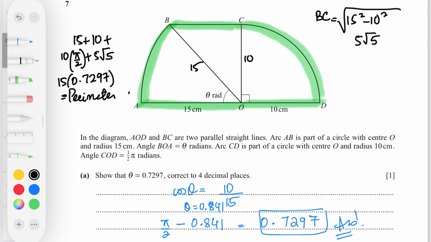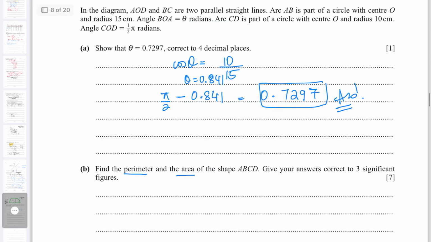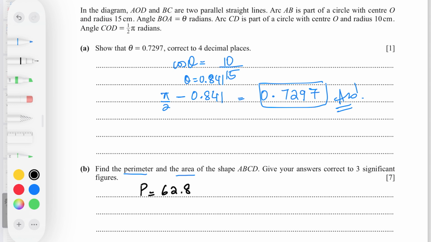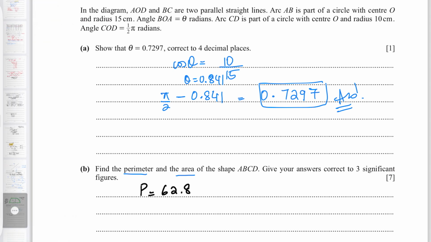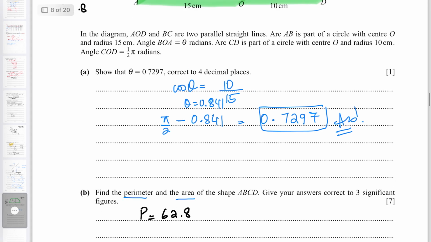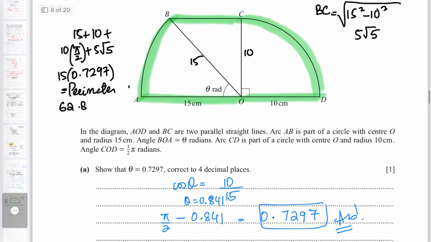15 plus 10 pi by 2 plus 5 root 5 plus 0.7297 gives 62.8. They want the answer correct to 3 significant figures. The perimeter becomes 62.8. Because the diagram is not visible, that's why I'm doing it with the diagram and I'm not doing it here. Okay, now the next part of the question.